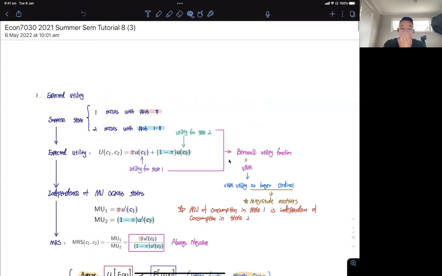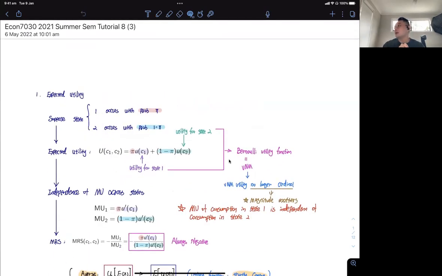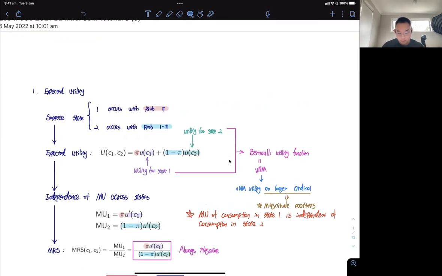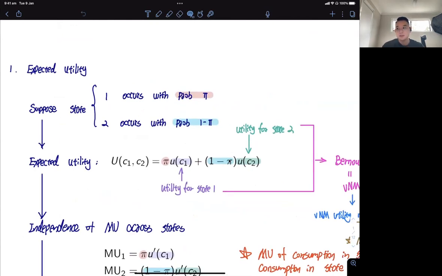Okay, let's get started. So this is about expected utility, right? We suppose that we have state 1 with occurring probability pi, and state 2 will have an occurring probability 1 minus pi. So they are mutually exclusive. Either this will be state 1 or state 2. Therefore, the expected utility is a combination of those two outcomes. That would be U(C1, C2) equals pi times U(C1) plus 1 minus pi times U(C2), where U(C1) and U(C2) are simply the utility for states 1 and 2.